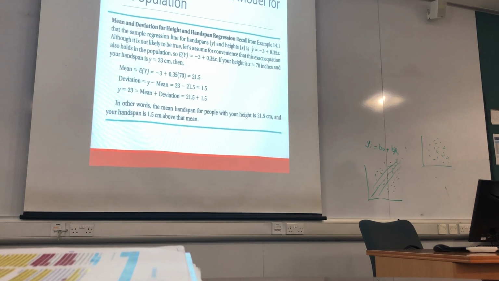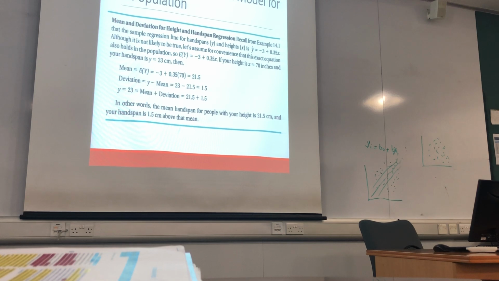اوكي؟ هنا عندنا an example: mean and deviation for height and hand span regression، وهذا شفناه من الاكزامبل نفسه. So عندنا هنا regression equation which is a sample linear regression equation. Although it's not like that, let's assume for convenience that this exact equation also holds on the population. Okay? So we're going to use population regression. So شوفوا الفرق. So لما نحط multiple choice, we should be differentiating between population and sample.